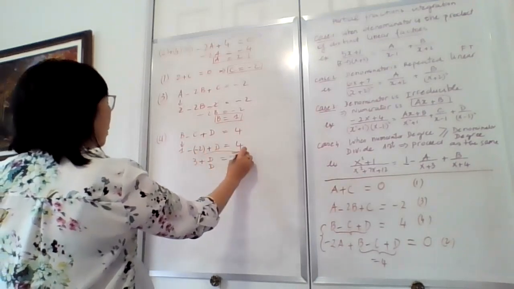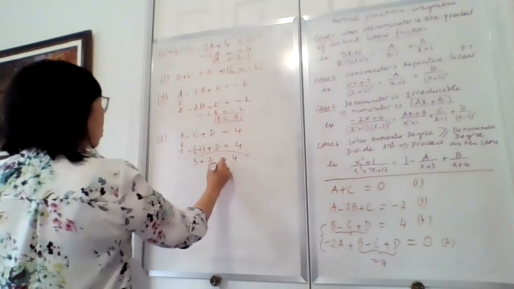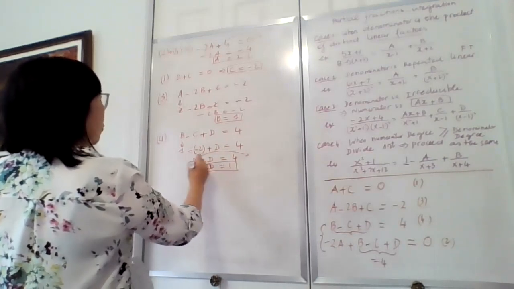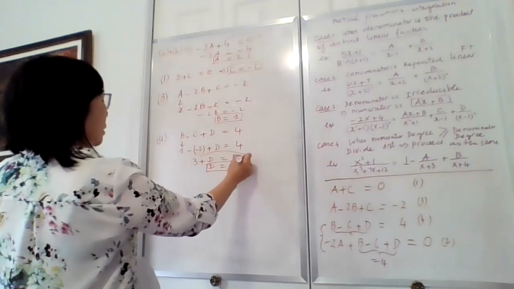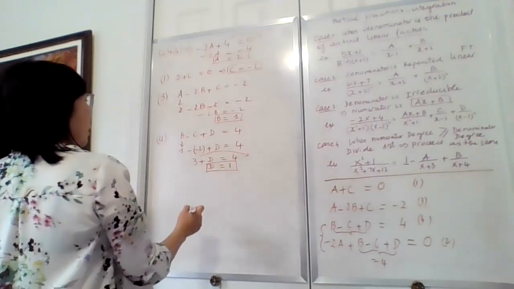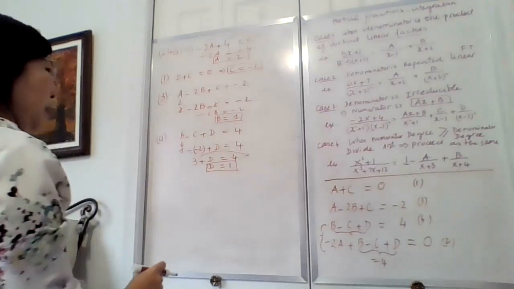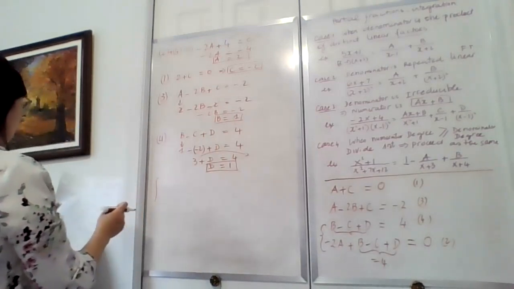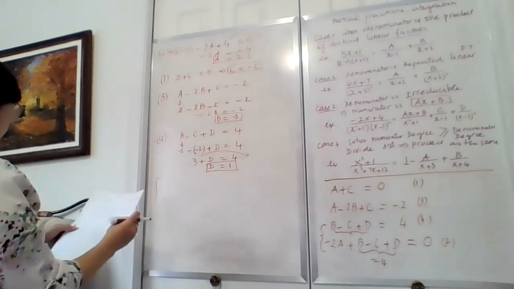So transfer over, 4 minus 3, d equals 1, right? When I move this, it becomes minus 3. So 4 minus 3 is 1. So now we know all of them. So let's substitute back. What does our integral at the beginning look like?